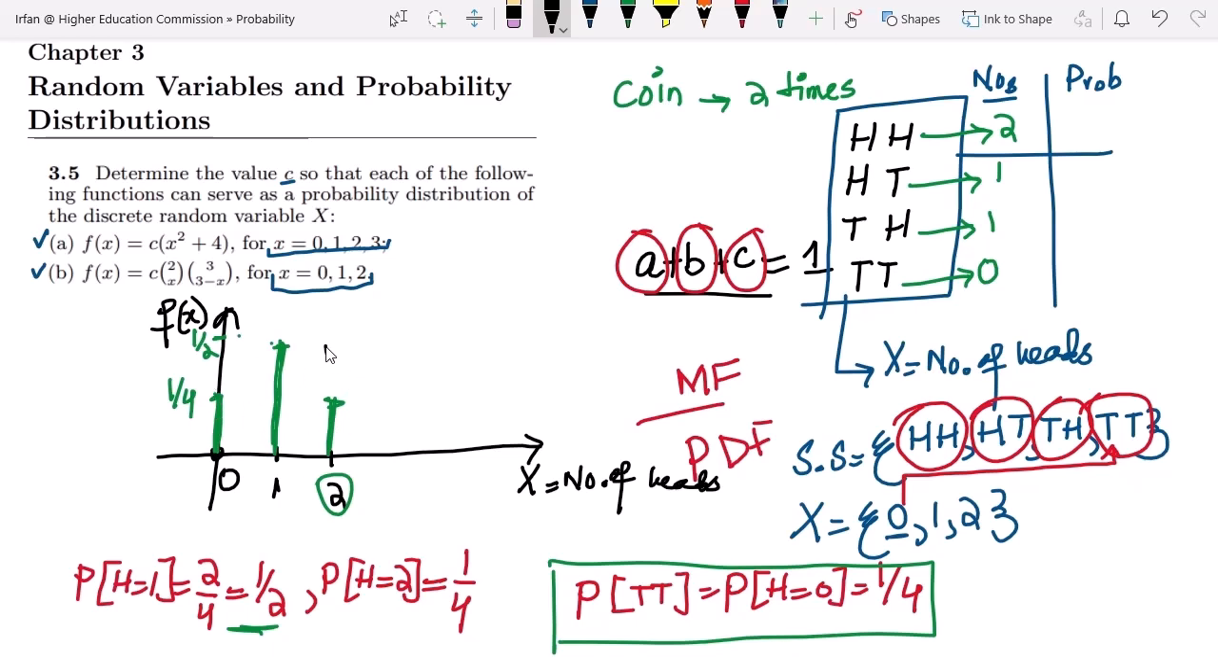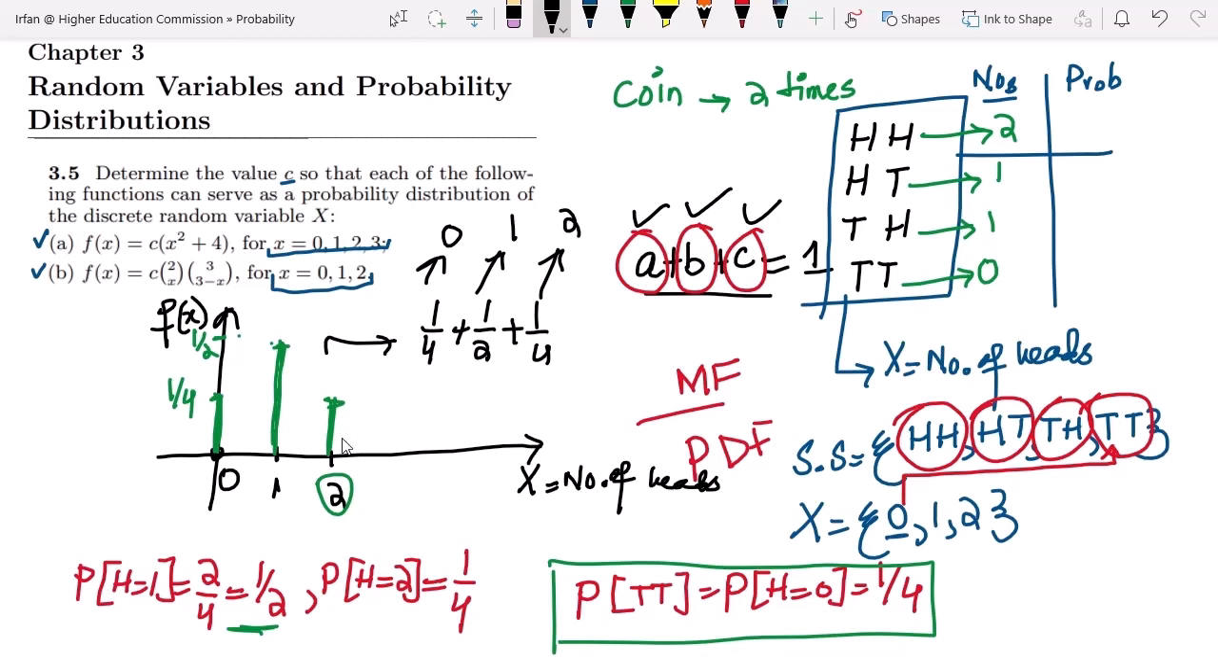So in the probability distribution, adding all these values, a plus b plus c, when I add 1/4 plus 1/2 plus 1/4, which are the values corresponding to 0 heads, 1 head, and 2 heads, the values of the probability distribution function here, what I will get here is 1.